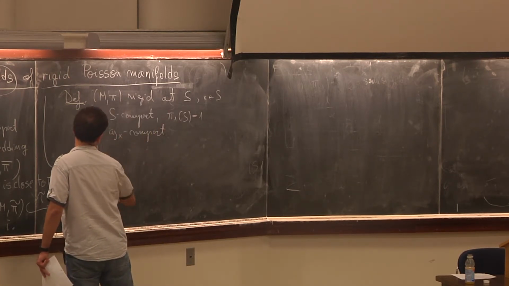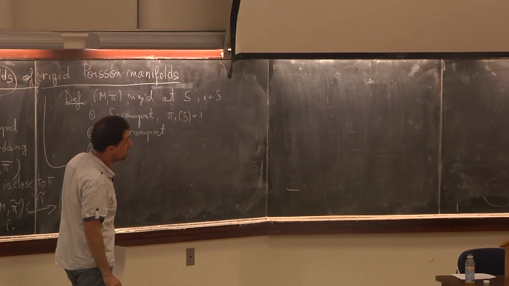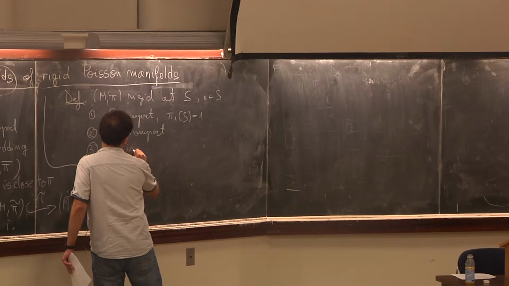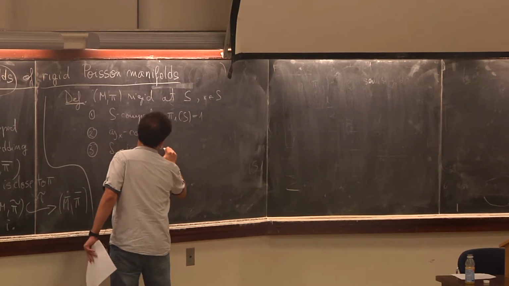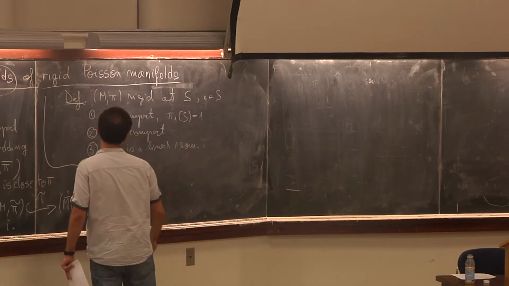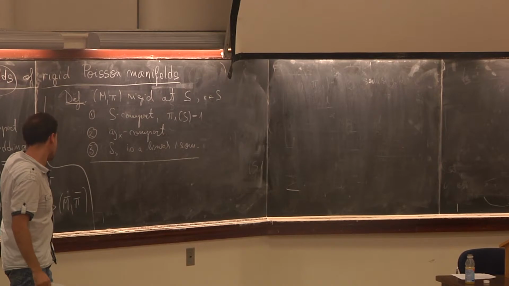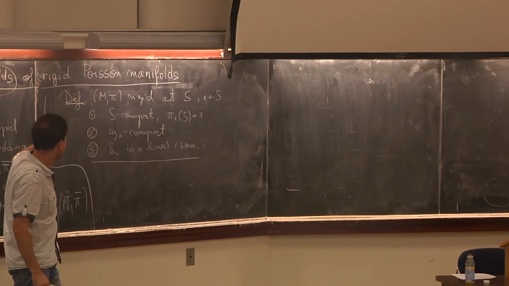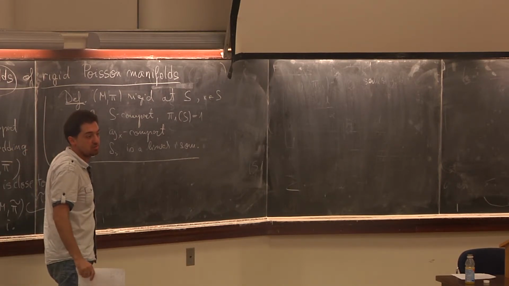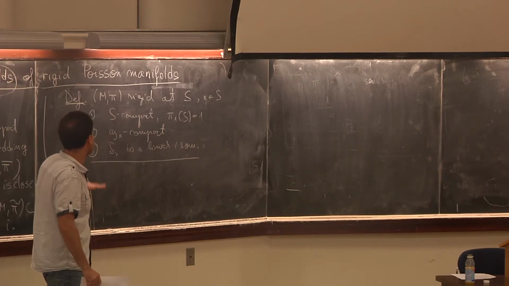And a third condition is that this cohomological variation map is a linear isomorphism. Okay. I will give later also an equivalent definition of being rigid at a leaf. But somehow geometrically, this is what it means.